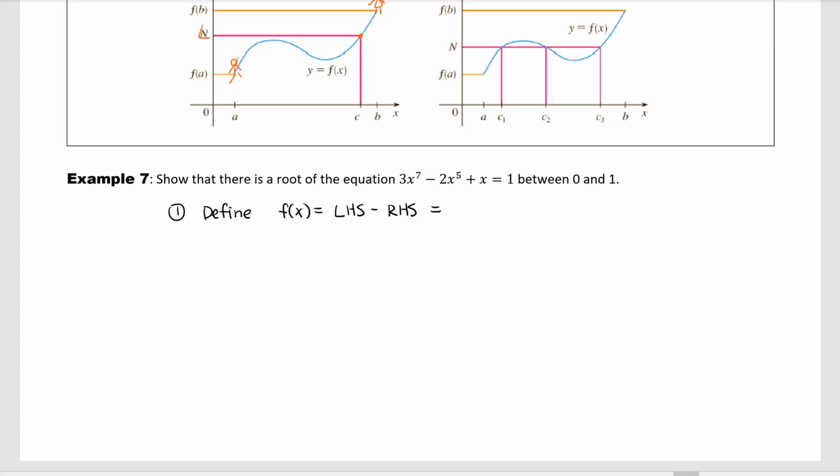For our example, I'm going to use the orange color, but the black color is fixed. Which means if you see another example, the black part you just write down. The logic and the steps are the same, but you just need to replace the orange part. So the left-hand side minus the right-hand side: my left-hand side is 3x to the 7 minus 2x to the 5th plus x, minus the right-hand side, which is 1.